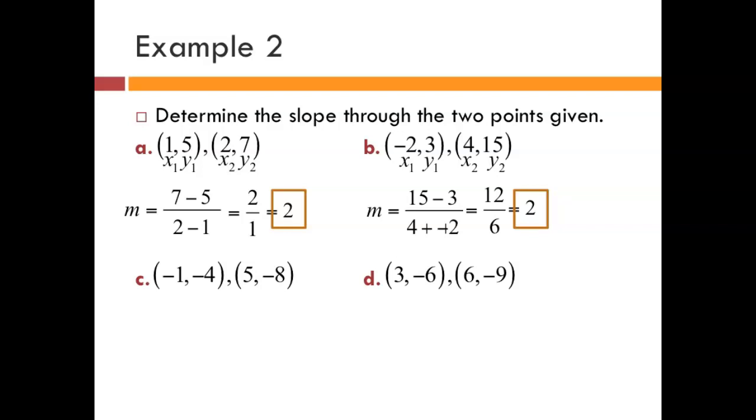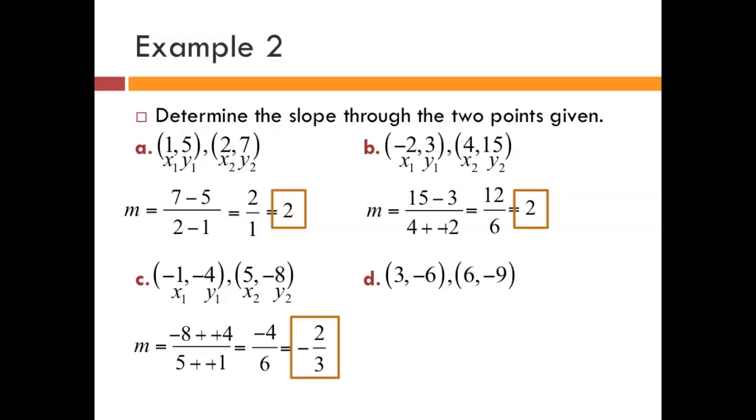All right, in this next one, we have negative 1, negative 4. I'll make that x1, y1. And then 5, negative 8 will be x2, y2. And then we will go ahead and find the slope here. This would be negative 8 minus negative 4, and on the bottom, we have 5 minus negative 1. Now, if it's helpful, again, you can think of these as being the same as adding the opposite. So this is the same as negative 8 plus 4 and 5 plus 1. Simplifying this, we have negative 4 on top and 6 on the bottom, and that will simplify to negative 2/3.